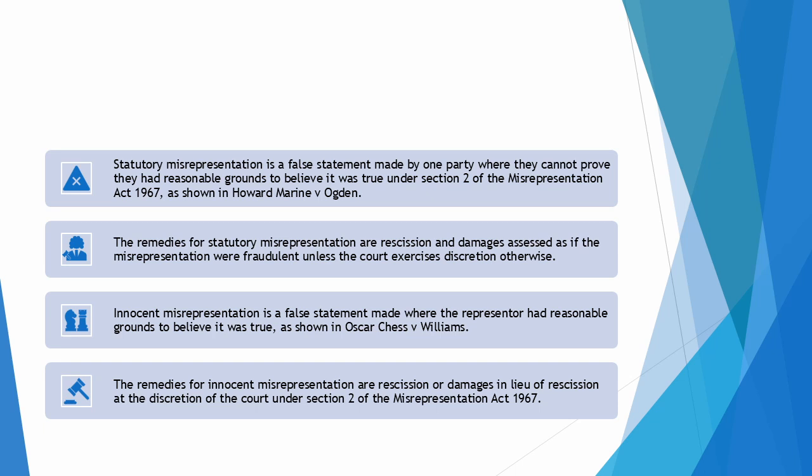exercises discretion otherwise. Innocent misrepresentation is a false statement made where the representer had reasonable grounds to believe it was true, as shown in Oscar Chess v. Williams. The remedies for innocent misrepresentation are rescission or damages in lieu of rescission at the discretion of the court under Section 2 of the Misrepresentation Act 1967.